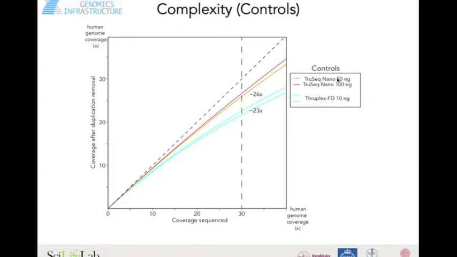So what we see is that if we compare to the TruSeq Nano protocol for controls, we started with 50 and 100 nanogram, and the actual recommended starting amount for human genomes, if you're going to do a whole one, is 200 nanograms. So this is below the recommended amounts. We would produce roughly 26x if we sequenced from the 30x sequence. Compare that to the ThruPlex protocol, where we started with 10 nanograms, we produced around 23x. So these are for good controls. This is not for FFPE.